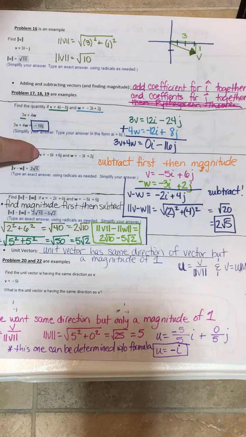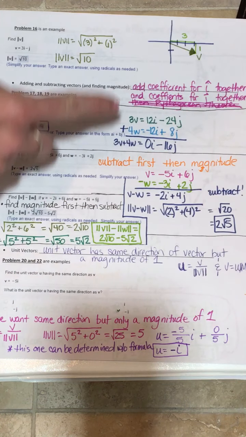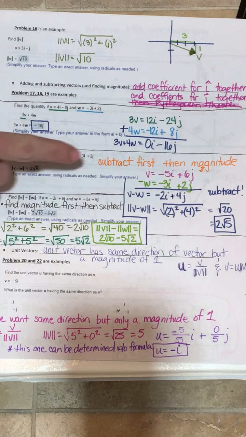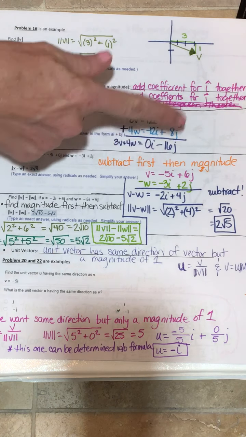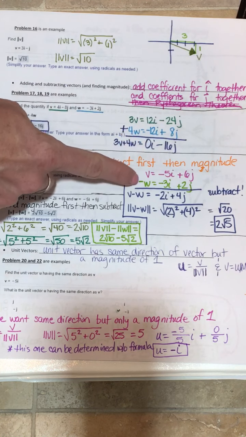It says if vector V is negative 5I plus 6J, that means it goes negative 5 in the X direction and up 6 in the Y direction, and then W is negative 3I plus 2J. What is the magnitude of V minus W? So first we're going to subtract our vectors. If V is negative 5I plus 6J and W is negative 3I plus 2J, we have to subtract them.